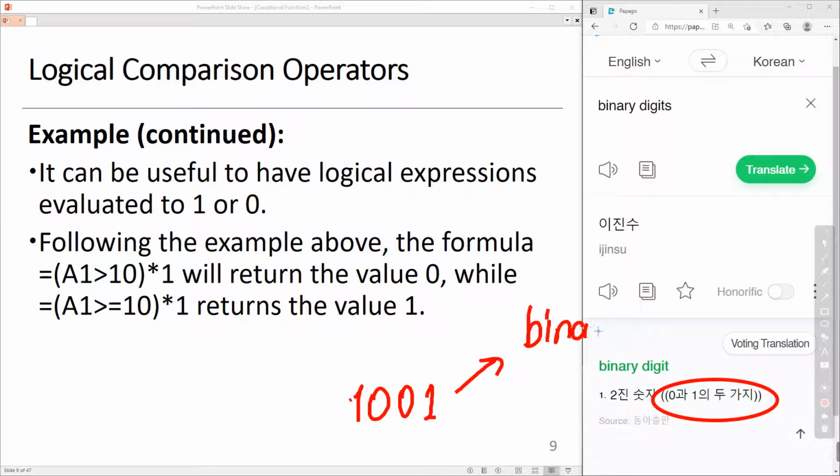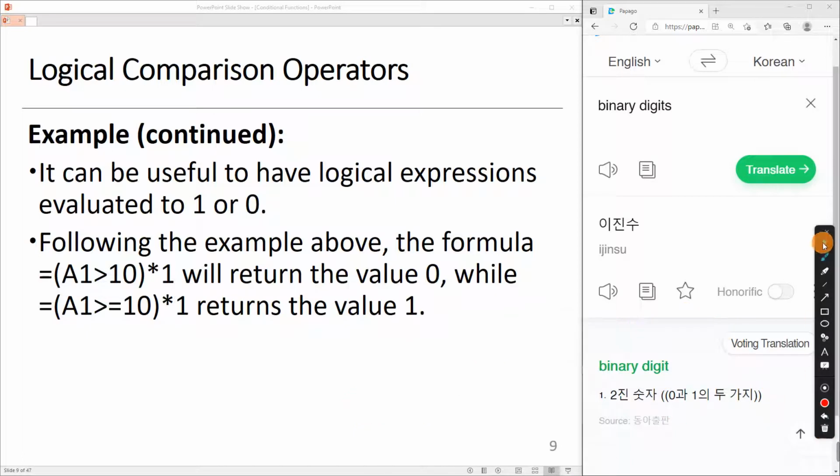Binary number system is very important. Why? Because computers quickly understand this. If there is a signal, you can say 1. If there is no signal, you can say 0. We have only two digits, so it's very useful for using computers.